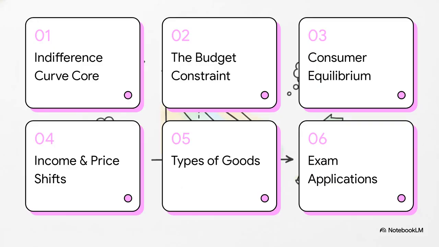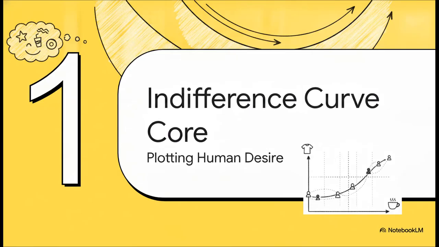We're taking a real building blocks approach today. We'll start with the indifference curve core, move into the budget constraint reality, figure out finding consumer equilibrium, deal with shifts in income and price, identify substitutes, complements, and inferior goods, and finally tackle those high-yield exam applications. So let's jump right into part one, the indifference curve core, where we literally plot human desire.